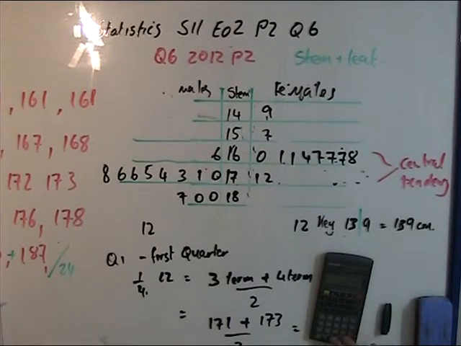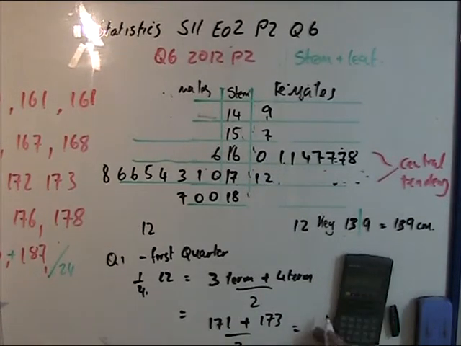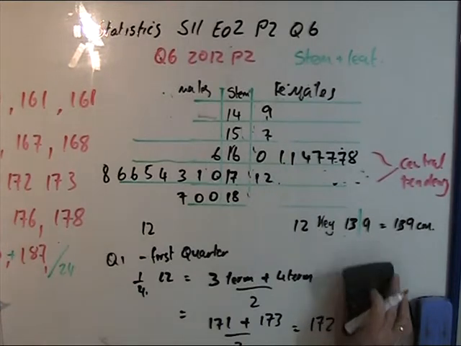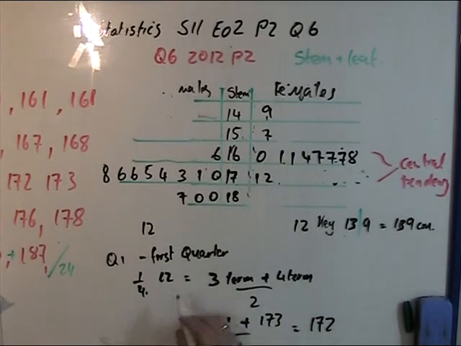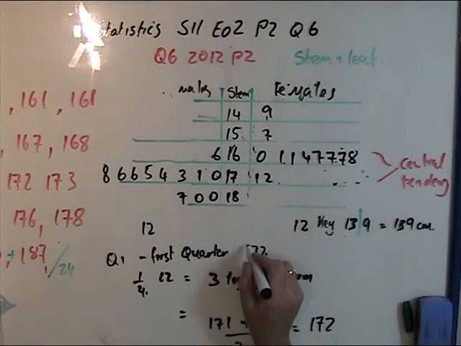173 plus 171 equals, divided by 2. And you know it's 172 anyway. I don't know why I use the calculator to show that. But anyway, 172 is the first quartile.